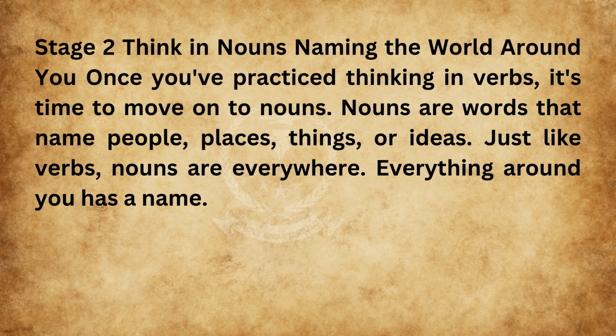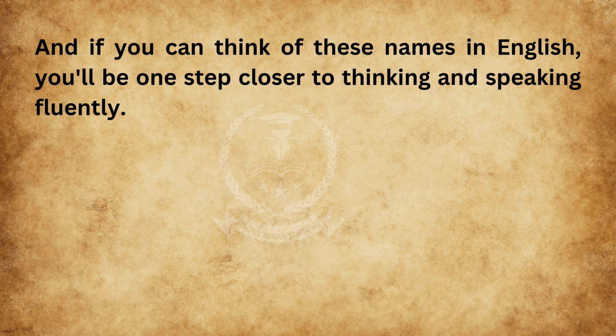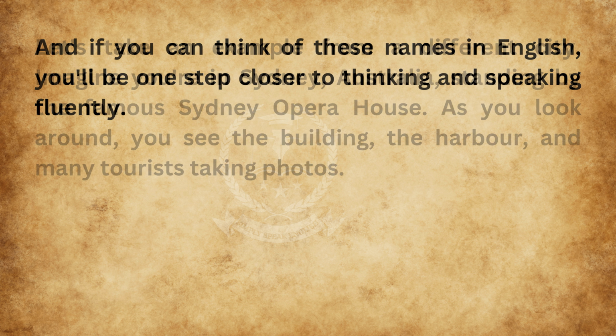Stage 2. Think in nouns. Naming the world around you. Once you've practiced thinking in verbs, it's time to move on to nouns. Nouns are words that name people, places, things, or ideas. Just like verbs, nouns are everywhere. Everything around you has a name. And if you can think of these names in English, you'll be one step closer to thinking and speaking fluently.